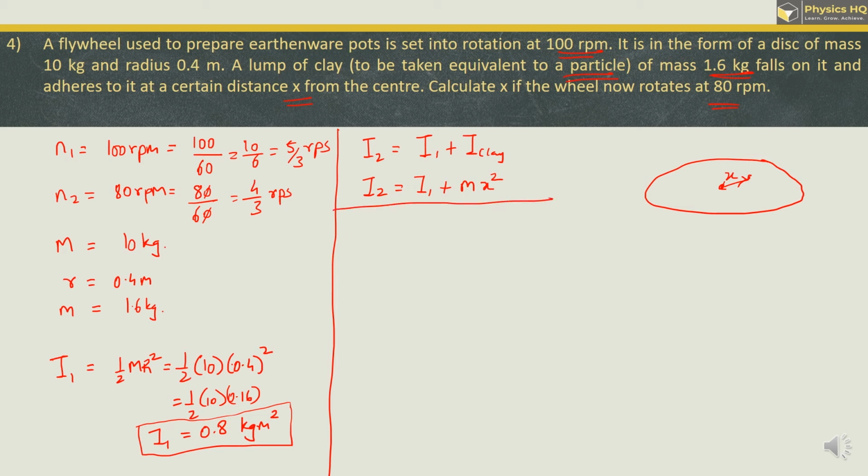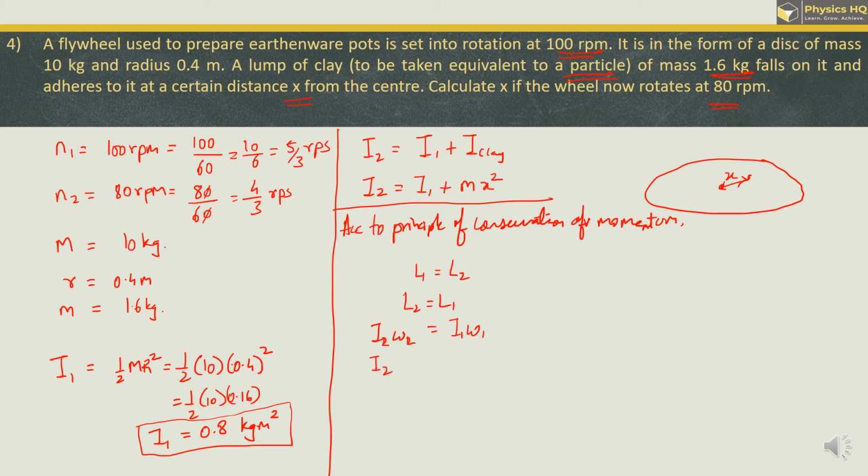Okay, now according to the principle of conservation of momentum, since there is no external torque applied, we can write that the initial angular momentum is equal to the final angular momentum. We can write it as L2 is equal to L1. Angular momentum is given by I omega. So I2 omega2 is I1 omega1.